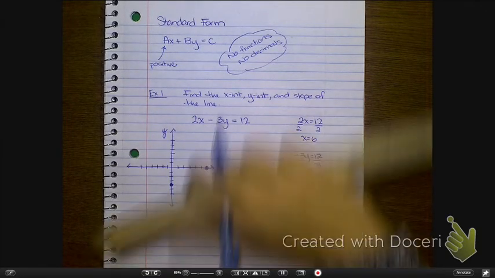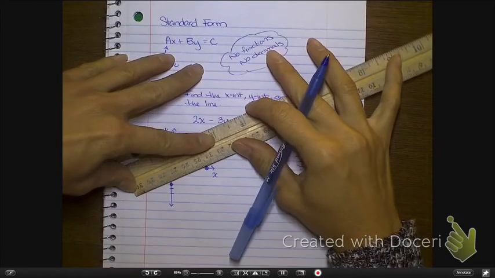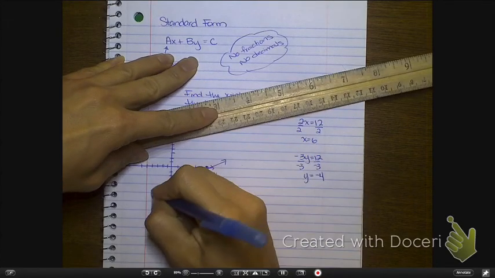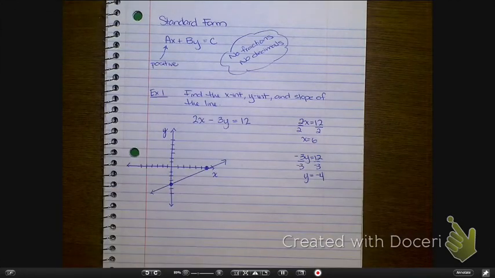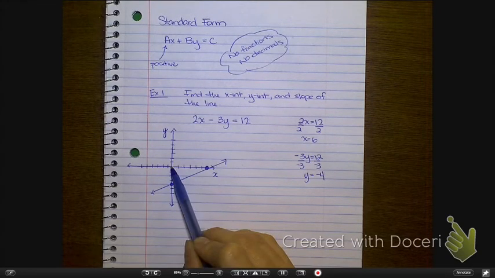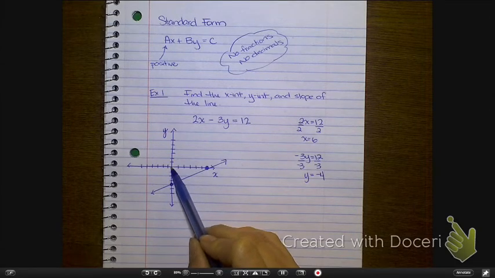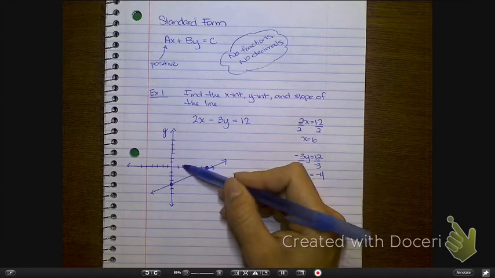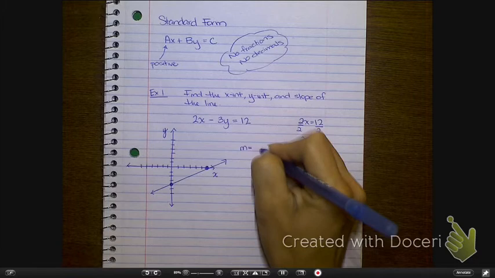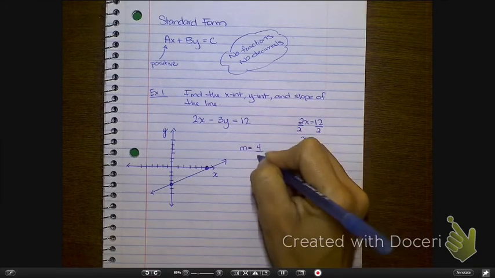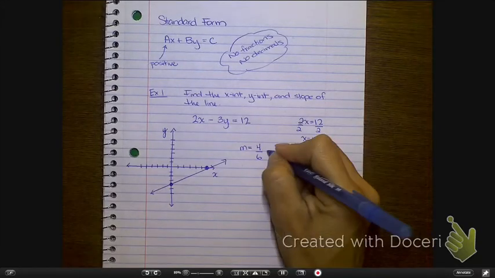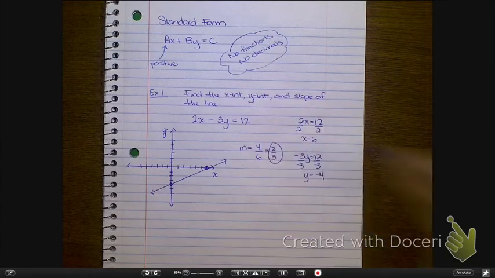Now, we can then go ahead and connect these points, right? And once we get our line graphed on here, we can go ahead and count our rise over run, right? So what's your rise? How much are you going up here? 1, 2, 3, 4 is your rise. What's your run? 6, right? So what was our slope here? Rise was 4, run was what? 6. So now what does that reduce to? 2/3, right? So I've just found my slope.